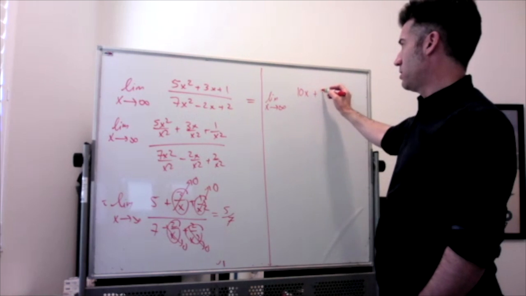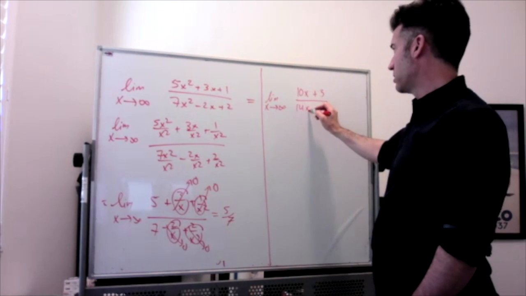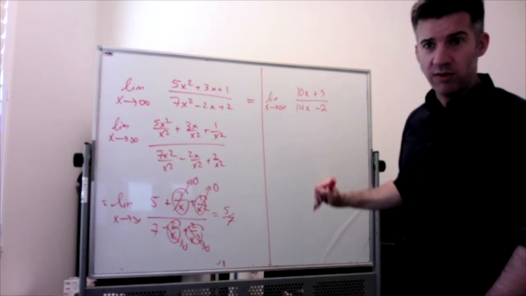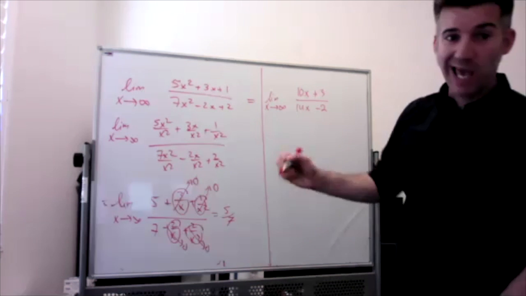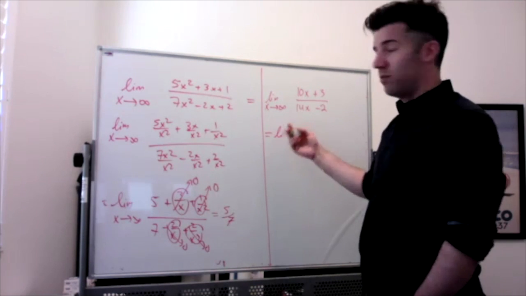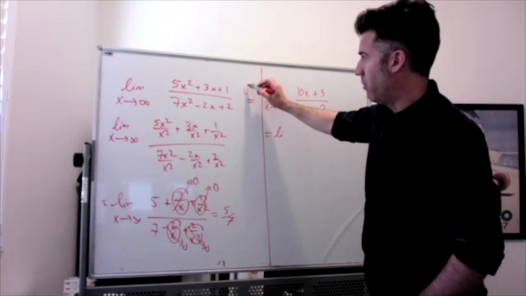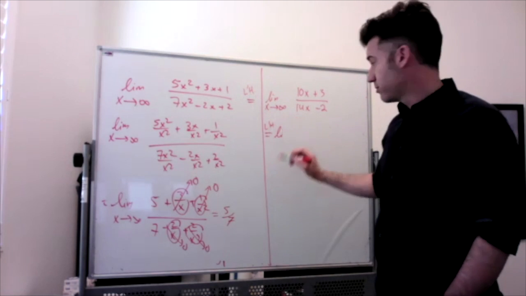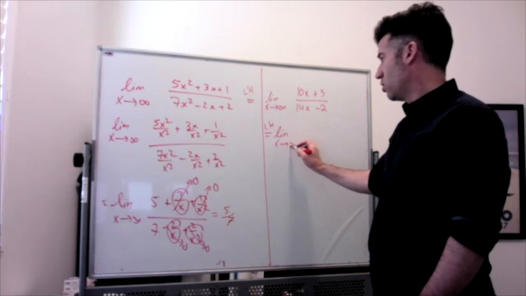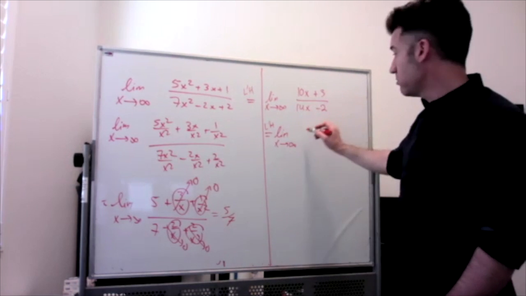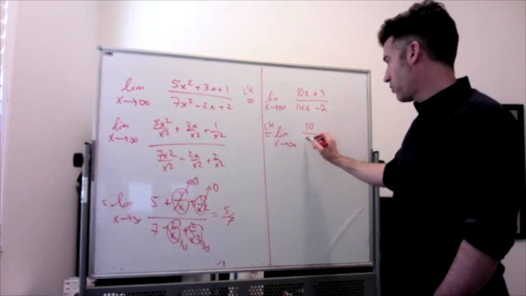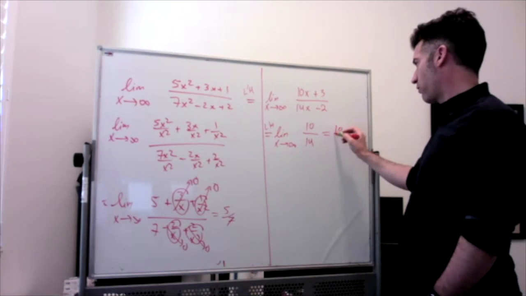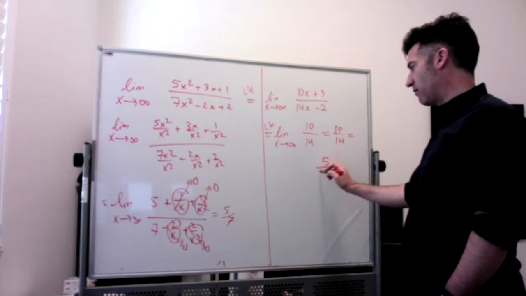10x plus 3 over 14x minus 2. The top is still going to infinity. The bottom is still going to infinity. I'm going to use L'Hopital's rule again. Often when people use L'Hopital's rule, they write a little L apostrophe H over the equal sign to indicate that they have used L'Hopital's rule. What's the derivative of 10x plus 3? It's 10. What's the derivative of 14x minus 2? It's 14. The limit of a constant is just the constant. So this is 10 over 14, which is equal to 5 over 7.